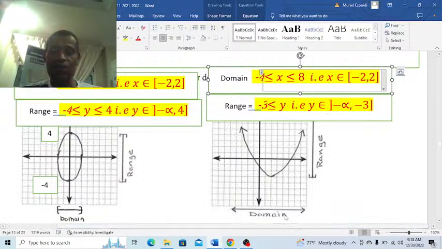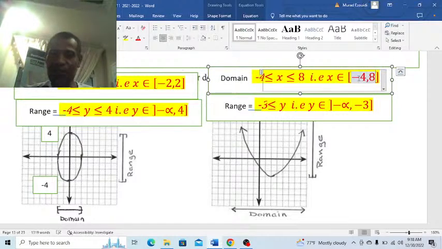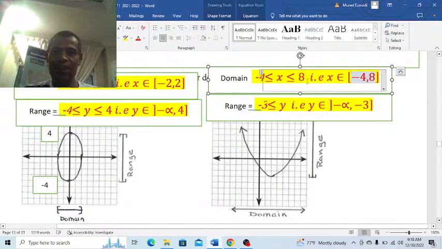Sorry, the domain represents the x-axis. This is the x-axis, the horizontal axis. Therefore the interval will be negative 4 and 8. In the exam it is enough to write this. This is in terms of interval notation; in terms of inequalities it is that. Now we move to the next question.